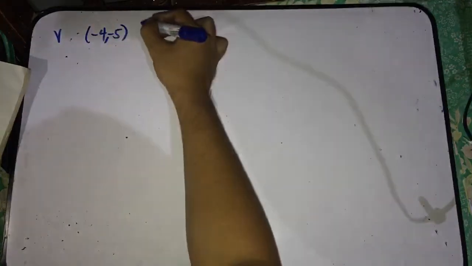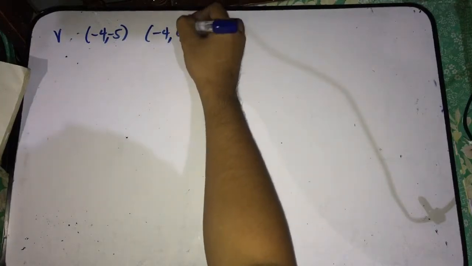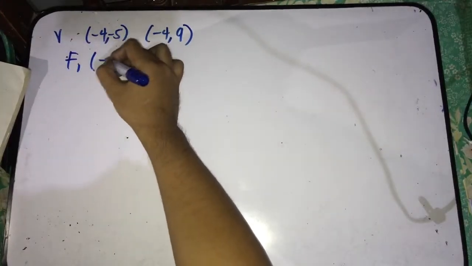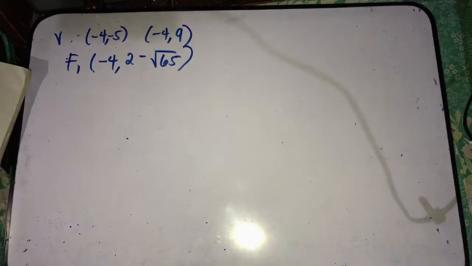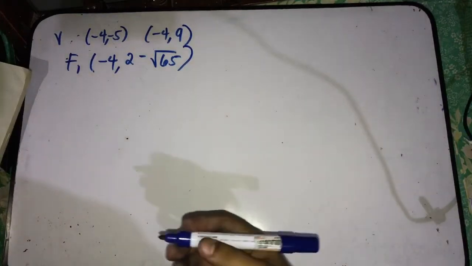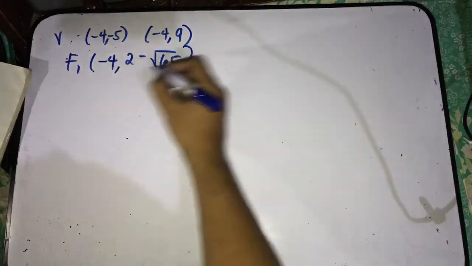Let's have another condition, and we're asked to determine the standard equation of the hyperbola. What if we're now given different situations, different points? For this problem, we are given one endpoint of the vertices as (-4, -5), and the other one is (-4, 9). And the endpoint of the foci, F1, is (-4, 2 minus square root of 65). So that is our given F1. We're given the vertices and F1.